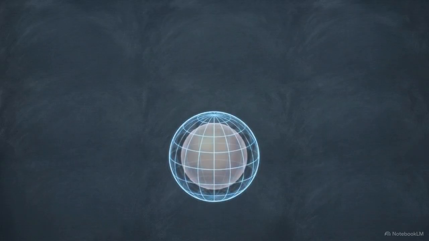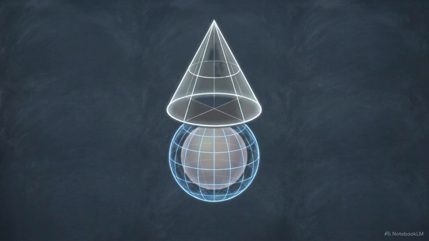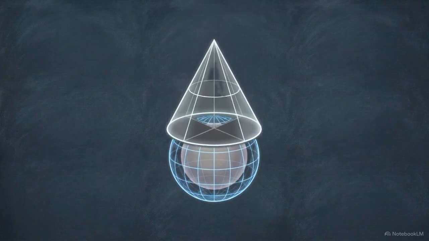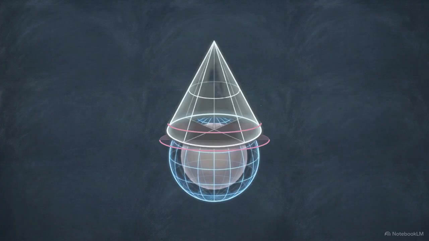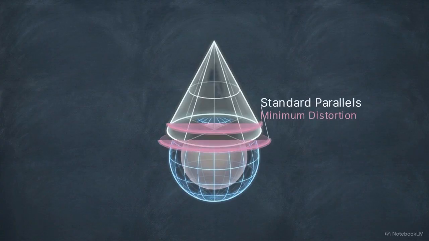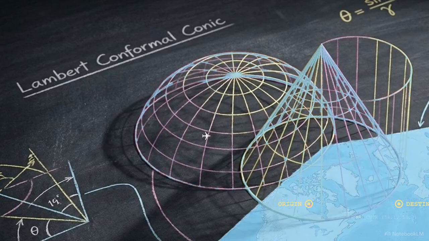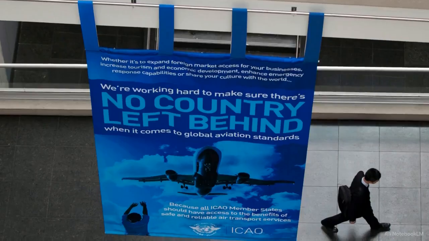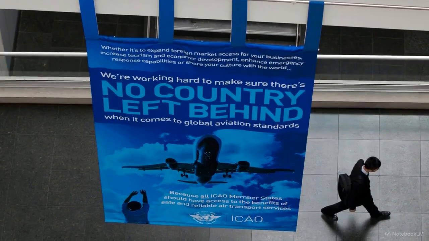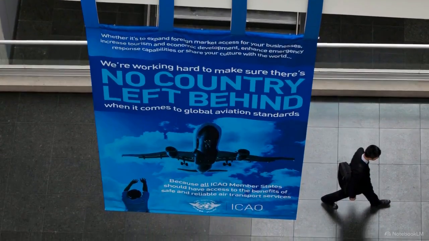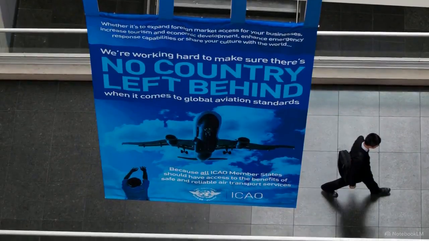Next is the Lambert conformal conic. This projection places a cone over the Earth, touching it at two specific standard parallels, which is where the scale distortion is at its absolute minimum. The geometry here inverts the Mercator rule. On a Lambert chart, the great circle appears as a nearly straight line, while the Rhumb line arcs into a curve. This nearly straight great circle property is exactly why the Lambert conformal conic is the official ICAO standard for global en route charts.